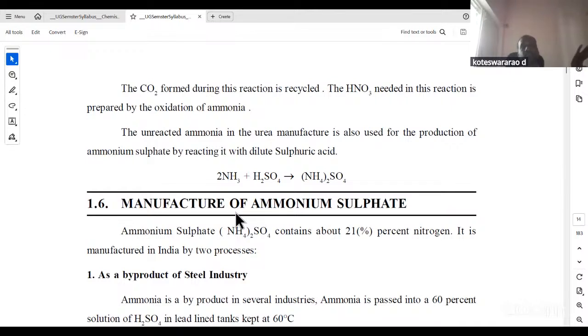The unreacted ammonia in the urea manufacture is also used for the production of ammonium sulfate by reacting it with dilute sulfuric acid. Ammonia reacting with sulfuric acid leads to the formation of ammonium sulfate. That is also used as fertilizer.